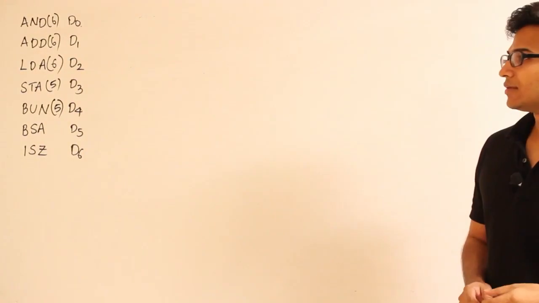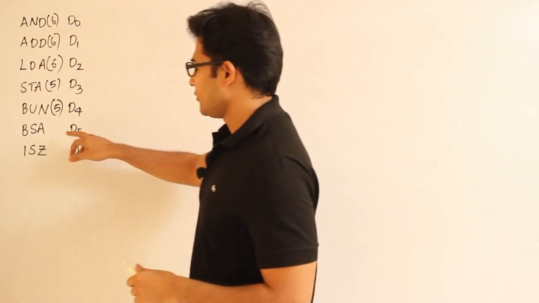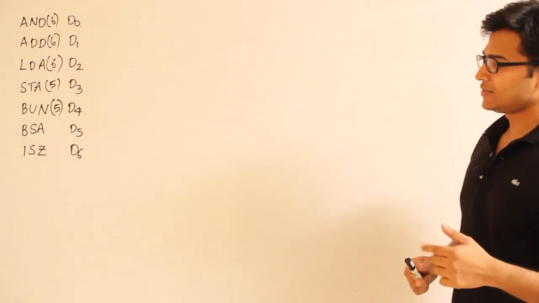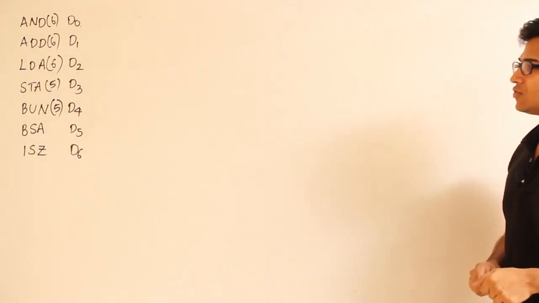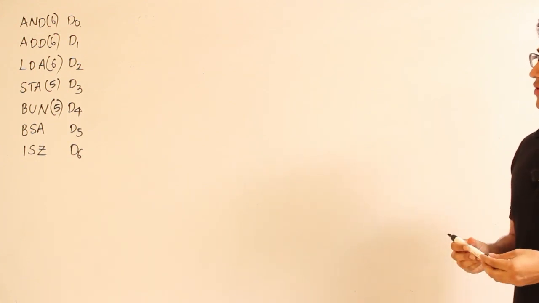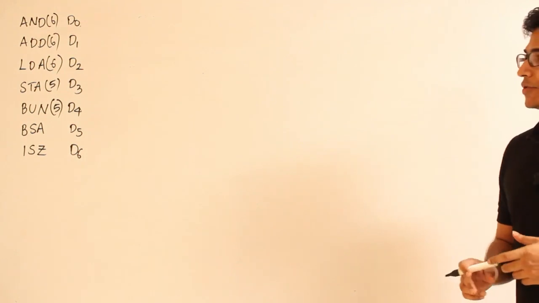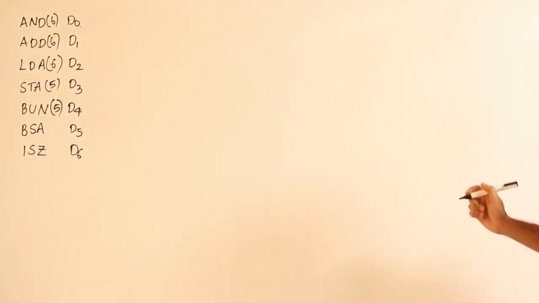Now let's see this D5, branch and save return address. BSA means branch and save return address. So why is it used? Whenever you are trying to do function calling, it will be useful. I'll just explain how it is done.